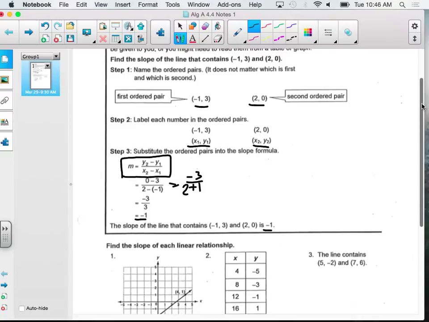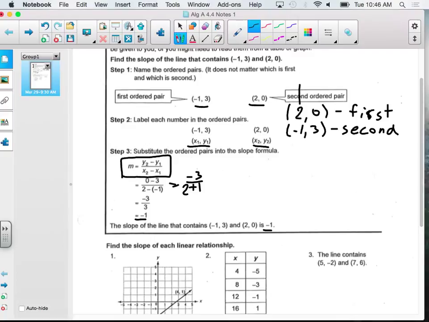Yeah. Okay, so if we say this is our first ordered pair, we would say 2, 0 is first, and -1, 3 is second. So 3 minus, wait, we have to label them, right? So this would be what?